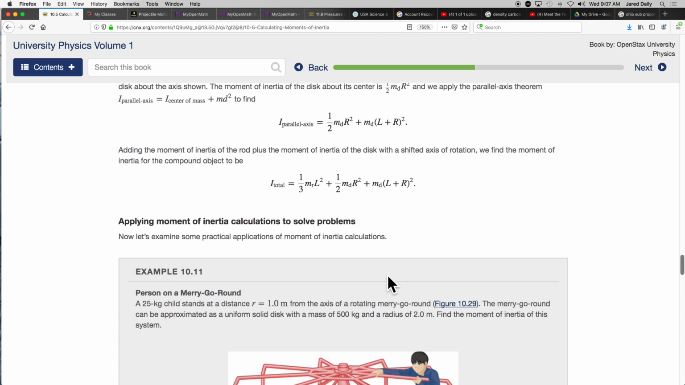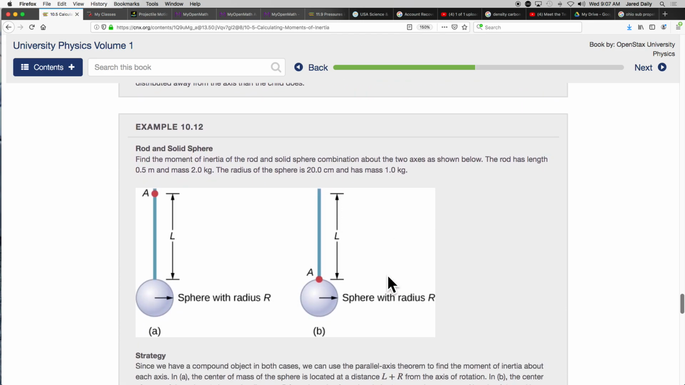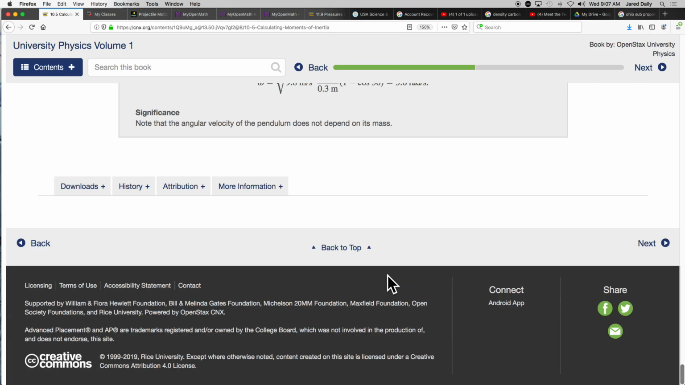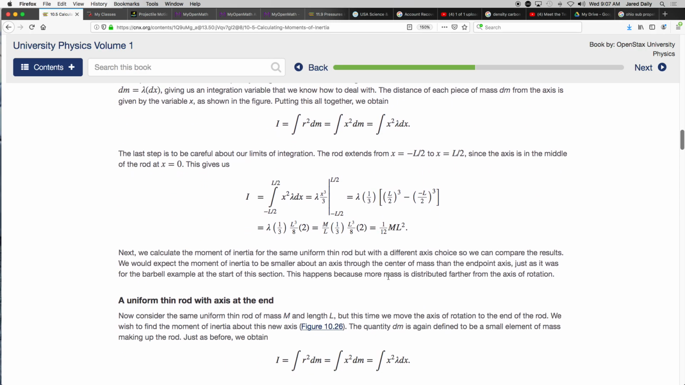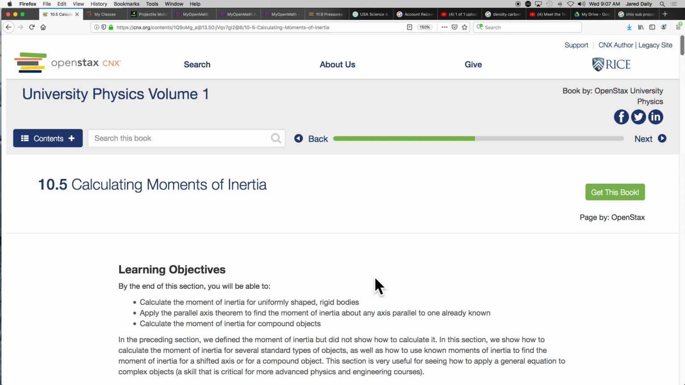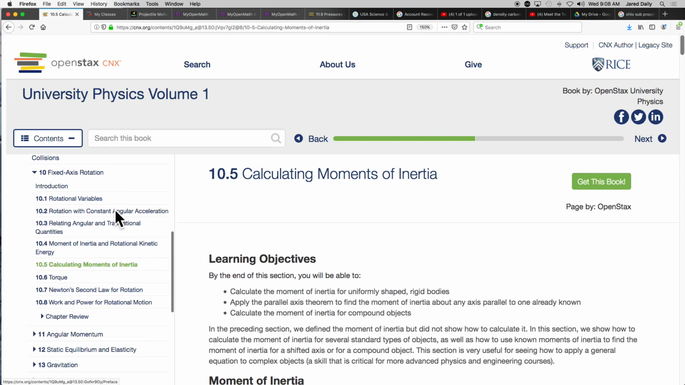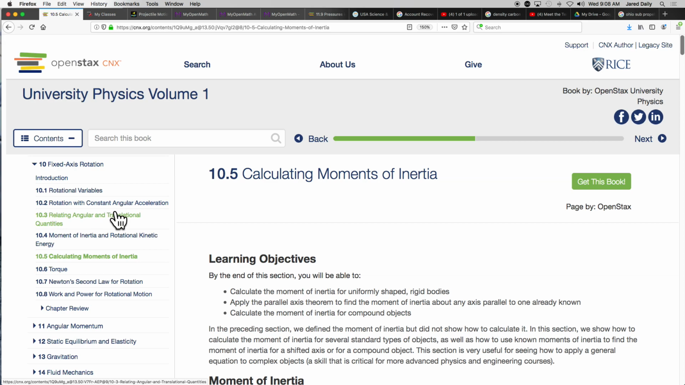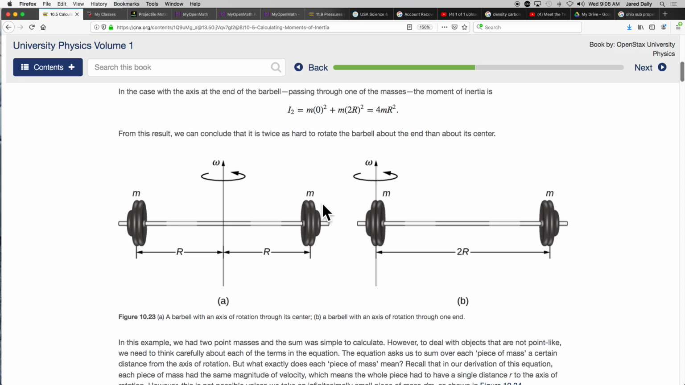Now, the parallel axis theorem is this idea that, let's see, where was it? Where did it go? It's in this section somewhere. I'm just missing it.